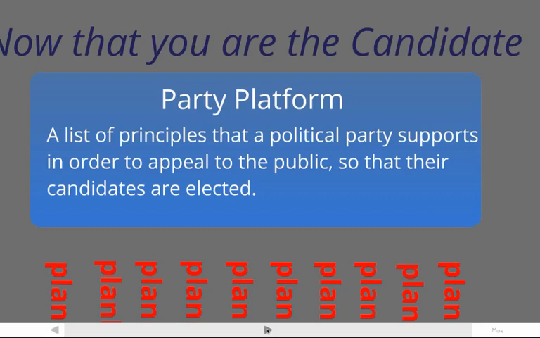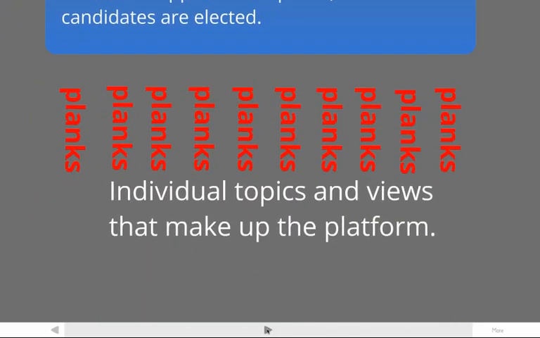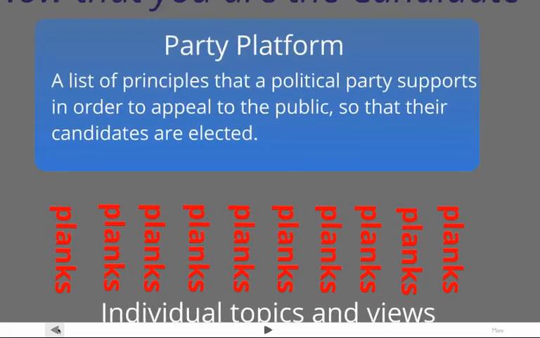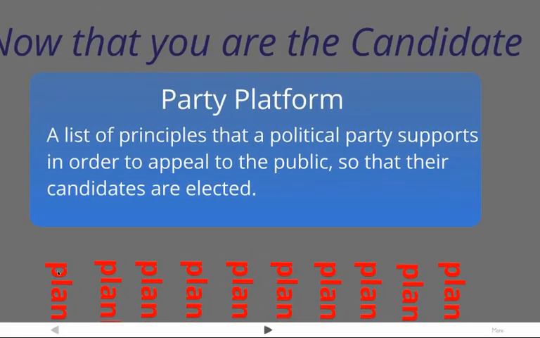And so when we take a singular issue, that singular issue is a plank. And as you can see, I've created a little graphic here that shows that when you put all the planks together, that's when you create your platform. And so these are the individual topics, the individual views that the candidate has, and all those planks put together create this political platform. So it's sort of like a stage. You know how a stage is made up of individual planks. You put all those planks together, then you get that platform.